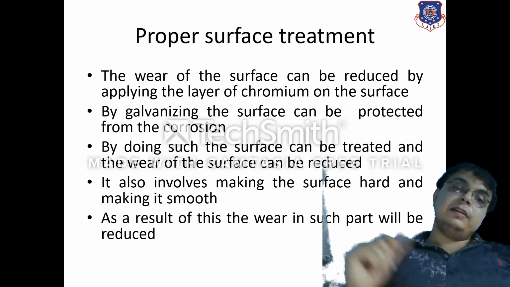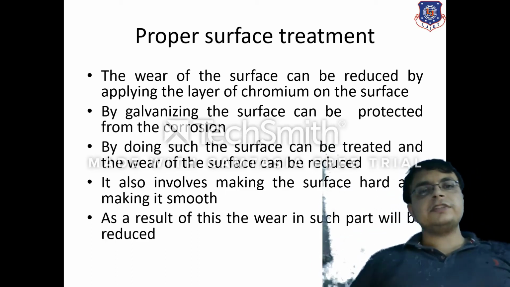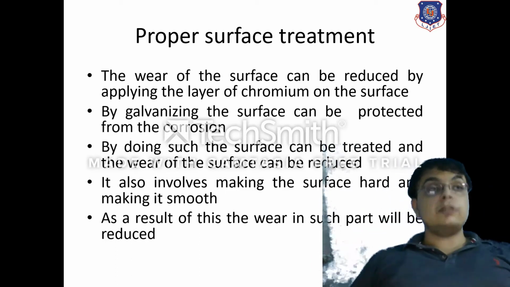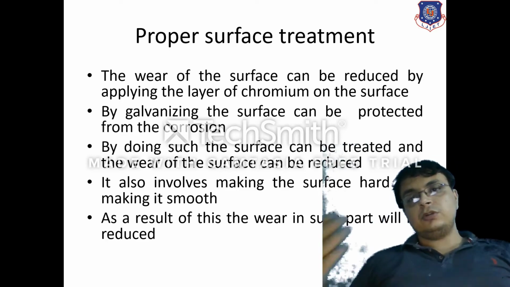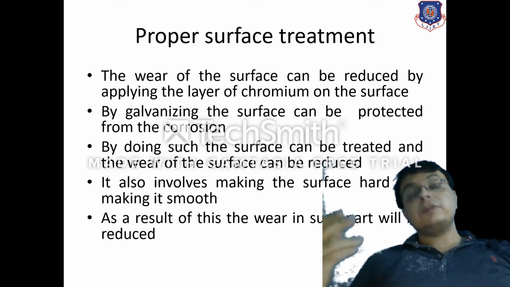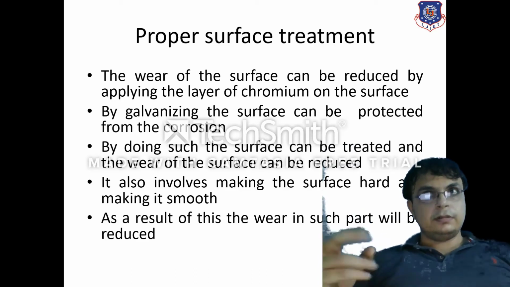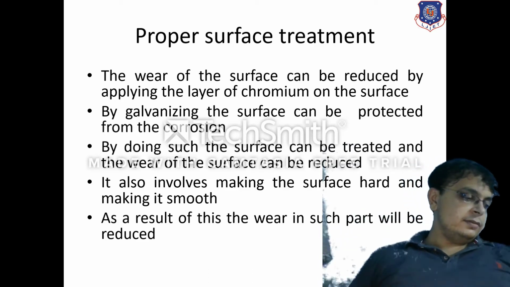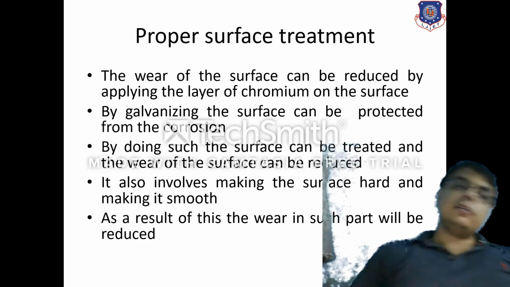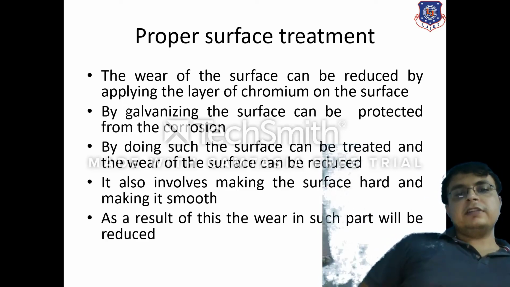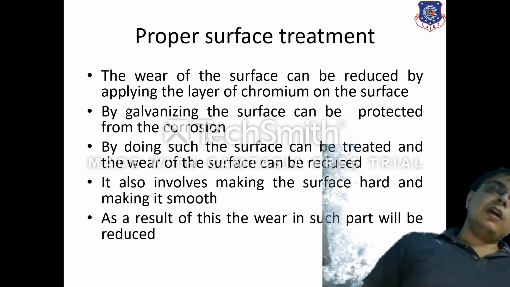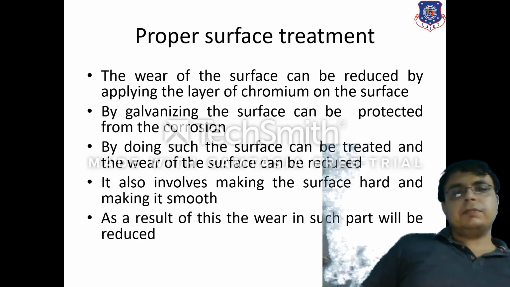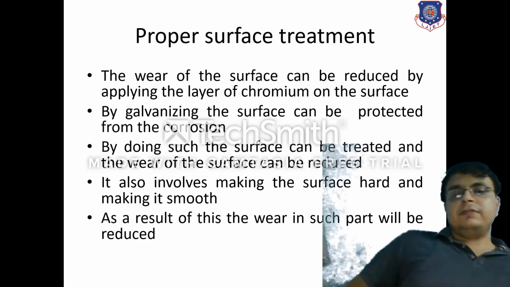The next method for the surface treatment will be against corrosion. It means galvanization. By galvanizing, the corrosion will get prevented. The galvanization will prevent the entry of corrosion, and as a result, there will be no voids found in the pipe or any other equipment, and the design life will be increased.